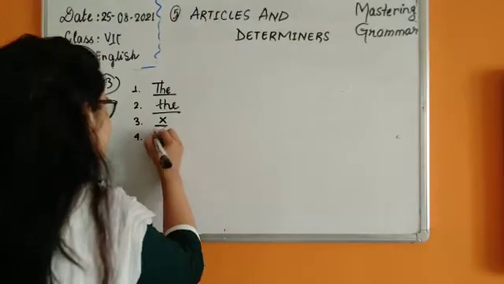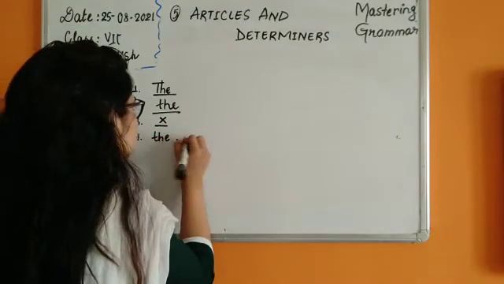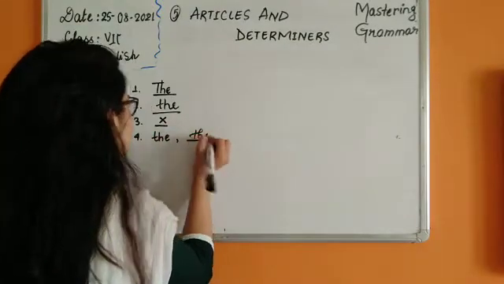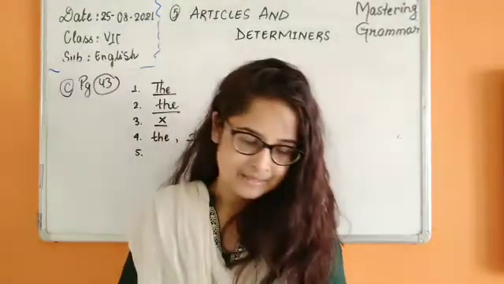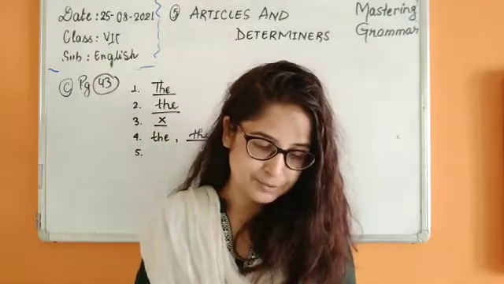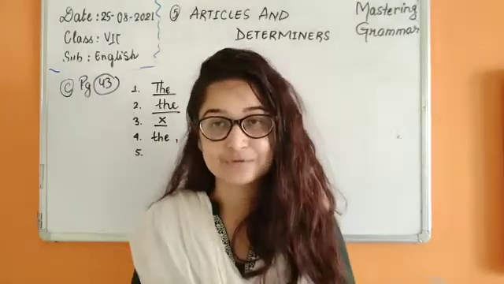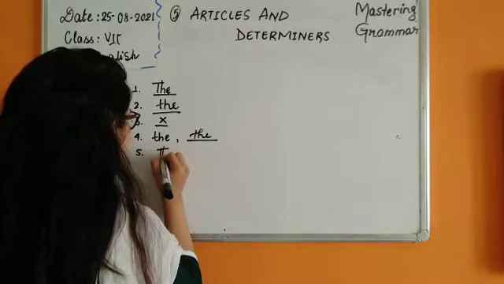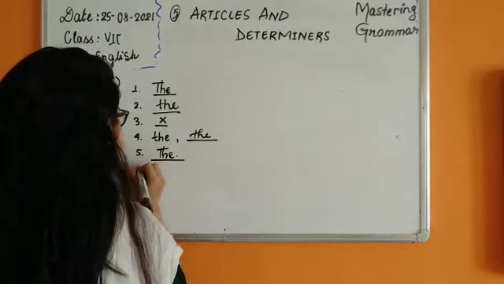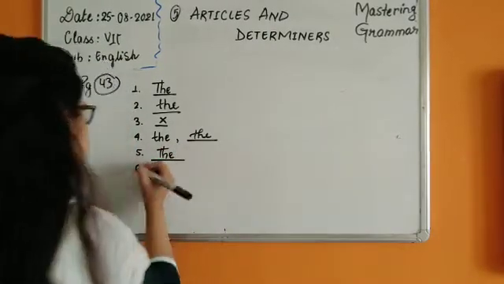Yes, both of the blanks will be having the, because we are talking about that particular blue car which won the specific match or race. Okay, now moving to the number 5. The Statue of Liberty. It's a specific structure, building, architecture, so we are going to use the. Number 6 now.